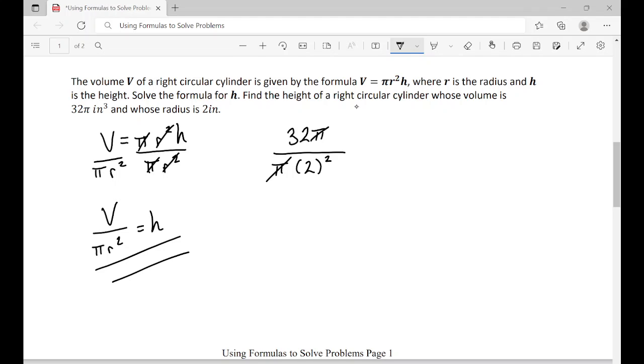Well, right off the bat, I see that the pi's cancel out. That's going to leave me with 32 up top, and then 2 squared is 4 in the bottom. And then 32 divided by 4 is going to give me 8, which is my h. So the height of this cylinder is going to be 8 inches.